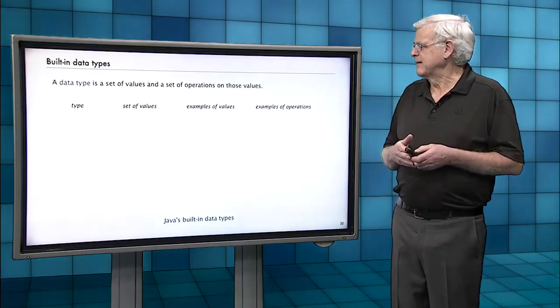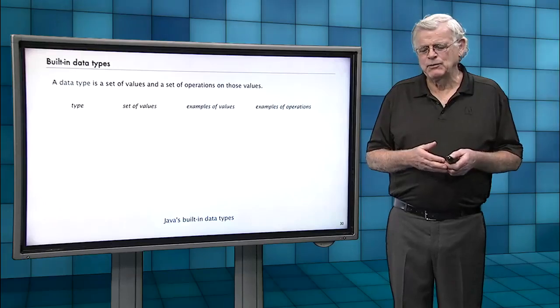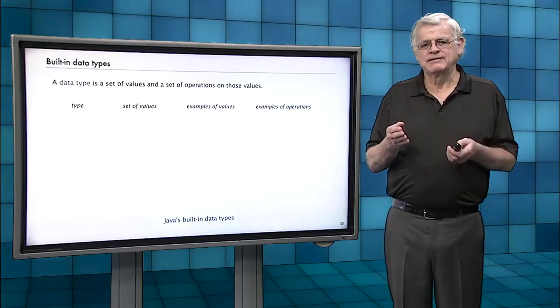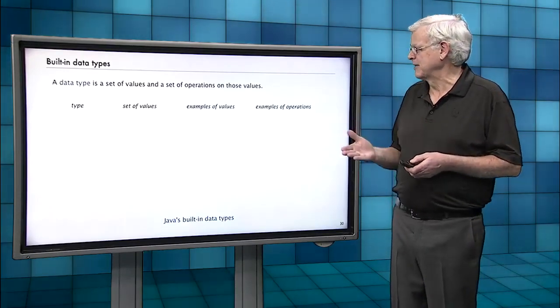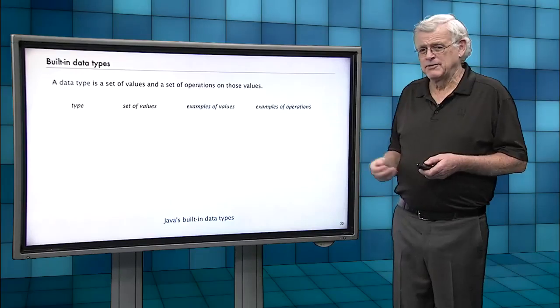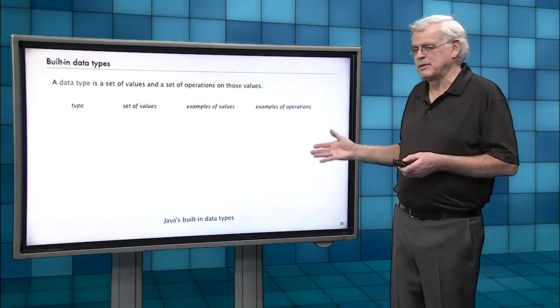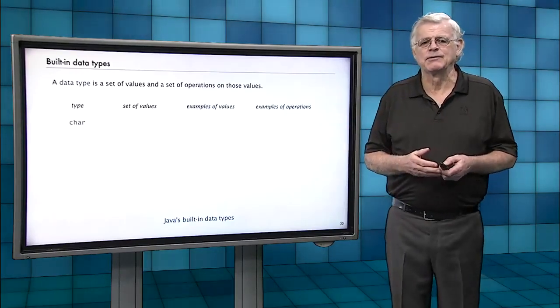So what is a data type? Well, it's a very well-defined concept. A data type is a set of values and a set of operations on those values. And right now in this table, we'll look briefly at the built-in data types for the Java language.